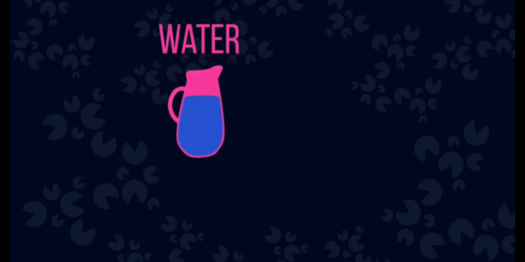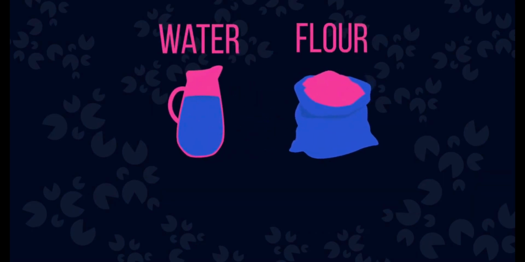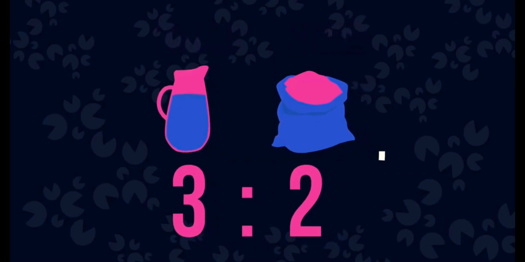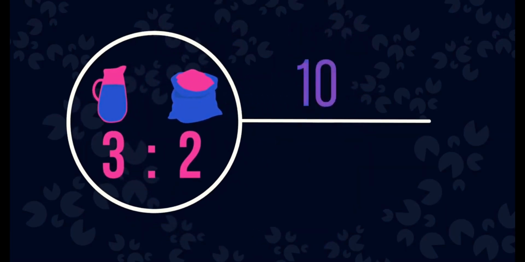Let's say that we now want to bake a loaf of bread. We first need to make the mix. This needs to be 3 parts with water and 2 parts with flour. We can see that this is a ratio of 3 to 2, with 5 parts altogether. If our total mix weighed 1,000 grams, we can find out how much of each ingredient we require.